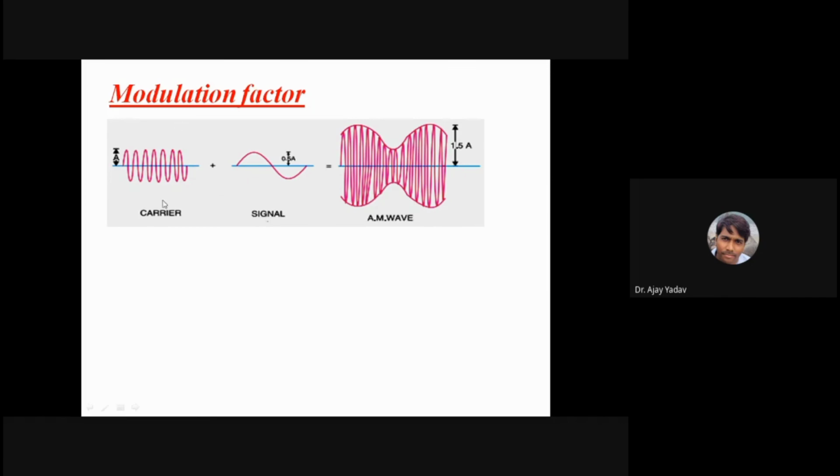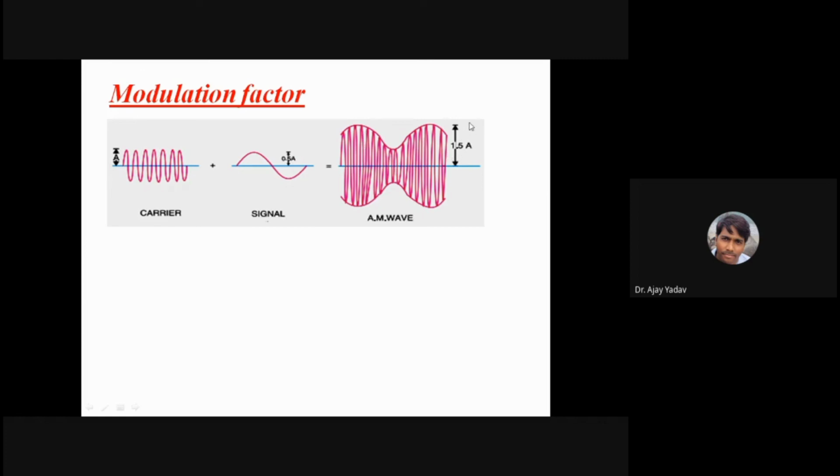Here you have carrier signal equilibrium position. With respect to equilibrium position, the maximum height is suppose 1 centimeter. Data signal amplitude is only 0.5 centimeter. Maximum here goes, see, 1 centimeter plus 0.5. So 1.5 will be maximum, and 1 minus 0.5 is 0.5. 0.5 will be minimum. So maximum will be 1.5, minimum will be 0.5.